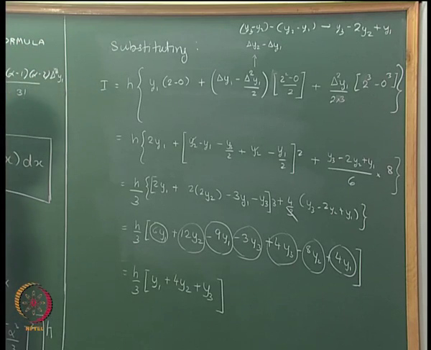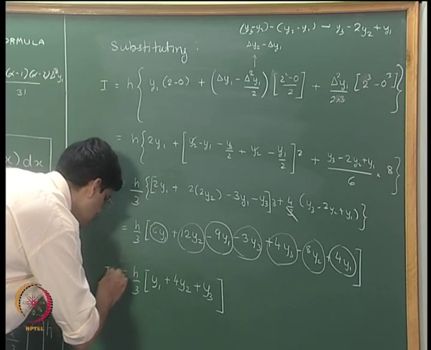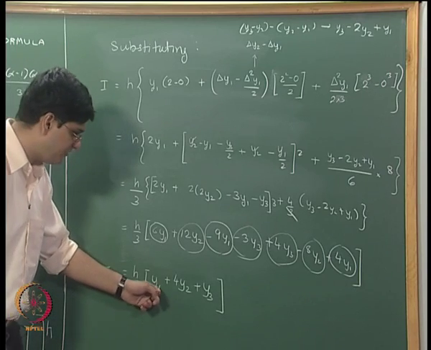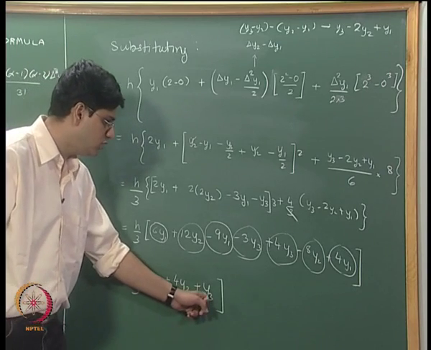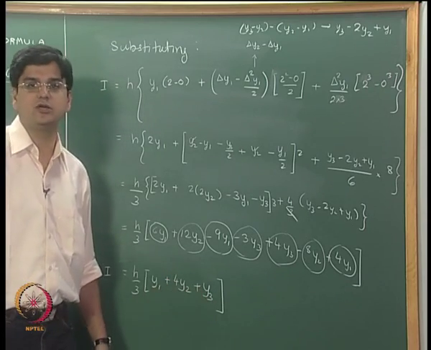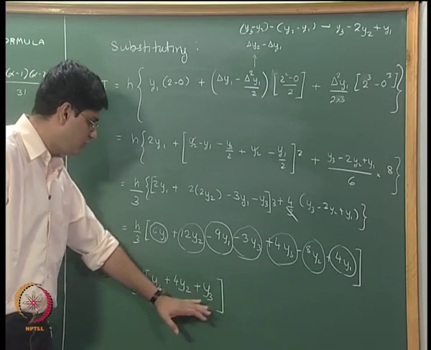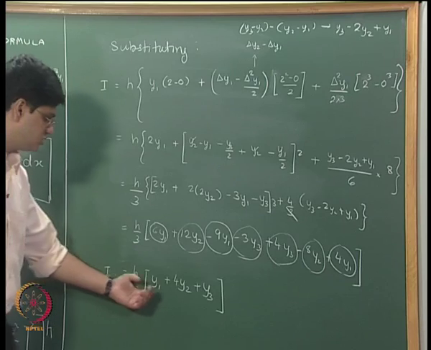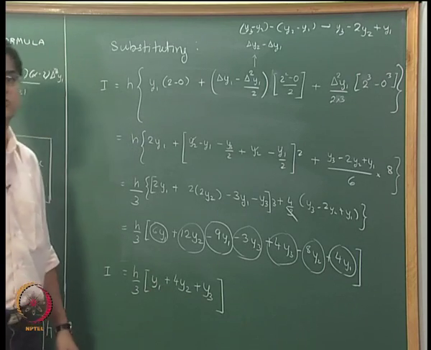Okay. So, the Simpson's 1/3 rule is going to be h by 3 multiplied by (y1 plus 4 y2 plus y3). Okay. So, that is our Simpson's 1/3 rule. That is what we will get when we use the Simpson's 1/3 rule in order to find out the integral.